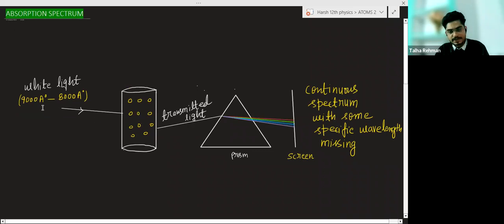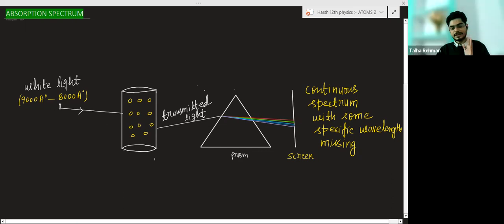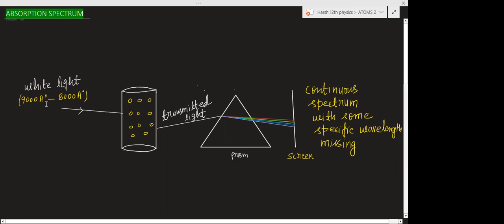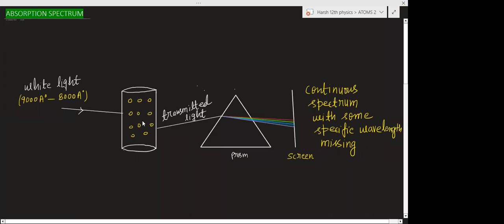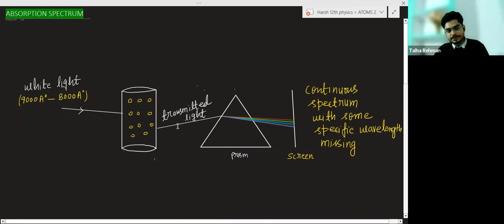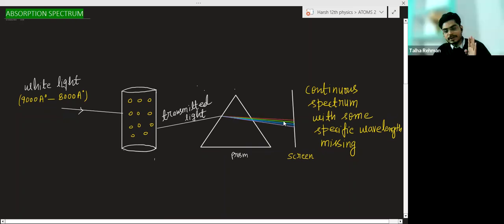This white light has a wavelength range from 4,000 angstrom to 8,000 angstrom, and this is visible light. After this light is transmitted through the gas, that transmitted light is passed through the prism. Will it form a continuous spectrum again? No, it will not. That is the thing we are studying.